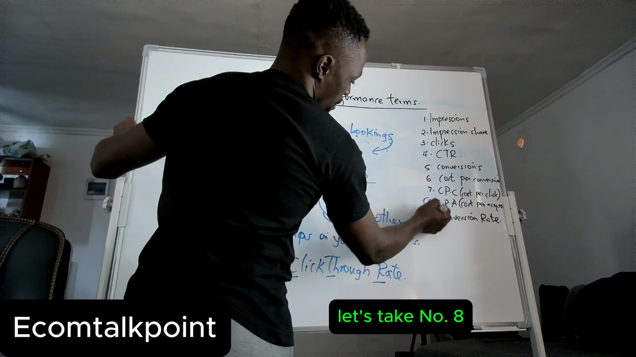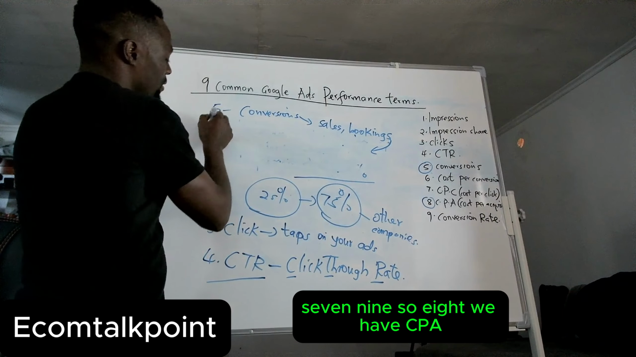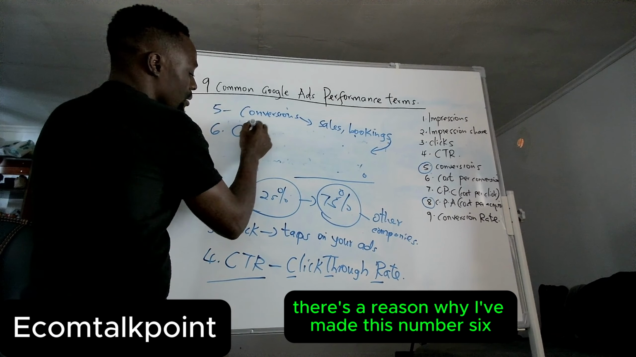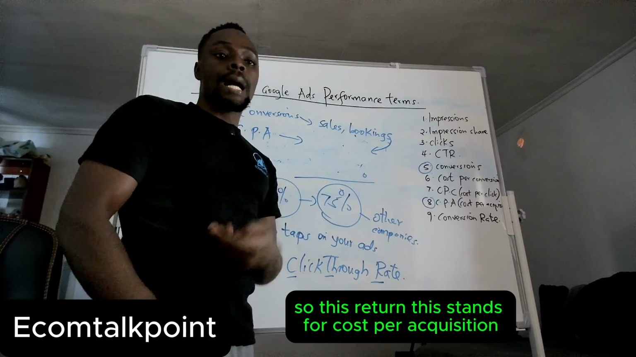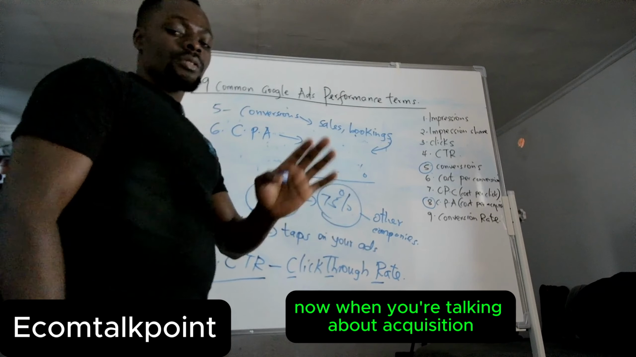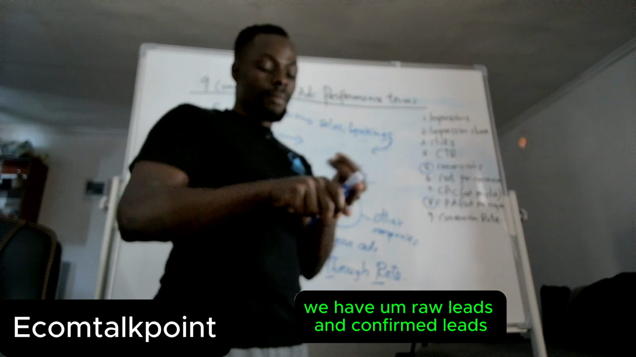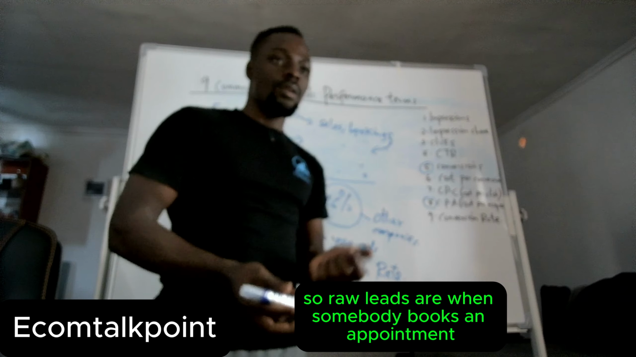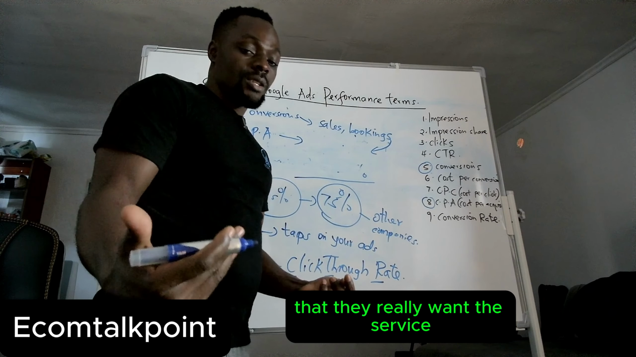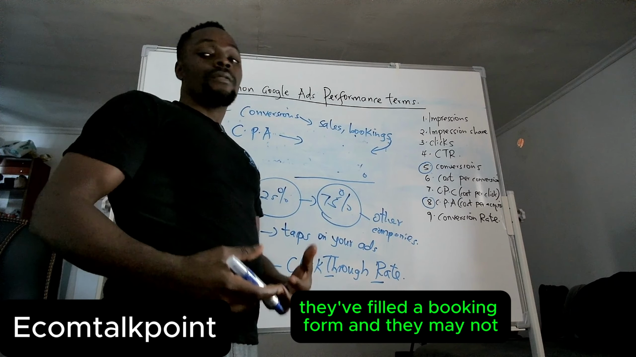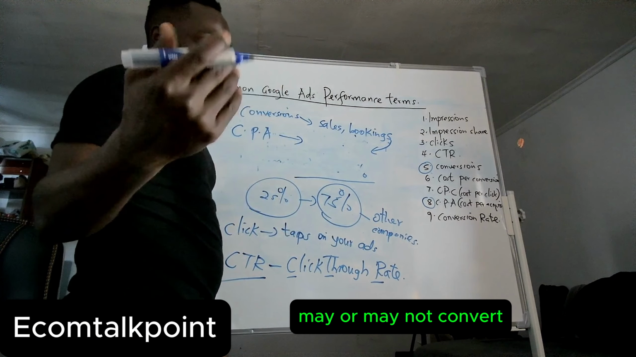Let's say number 8. So 5 to 8, and then we'll go back to 6, 7, 9. So 8, we have CPA. There's a reason why I've made this number 6. This stands for cost per acquisition. Now when you're talking about acquisition, we have raw leads and confirmed leads. Raw leads are when somebody books an appointment and they are not sure if they want the service. They have not confirmed that they really want the service. They've shown an interest, they've filled a booking form, and they may or may not convert.